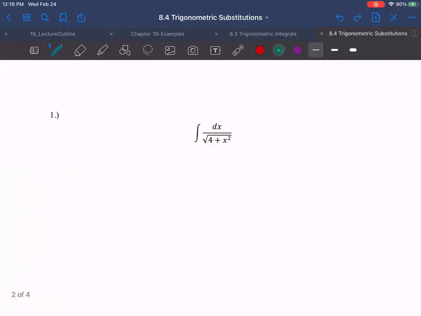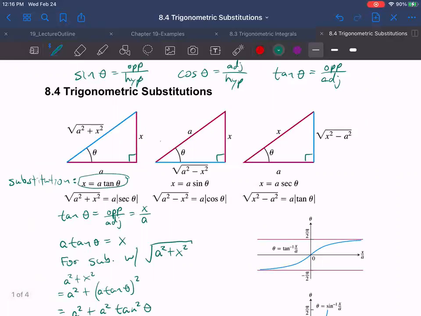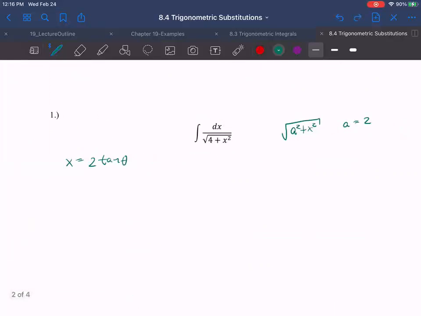All right, so let's come back over here. And this is our square root of a squared plus x squared, which in this case, what is a? No, 2, right? A squared, so it's the square root of 4, 2. So a is 2 in that case. That means we're interested in x equals 2 tan theta, right? That's our substitution. A tan theta, so 2 tan theta.